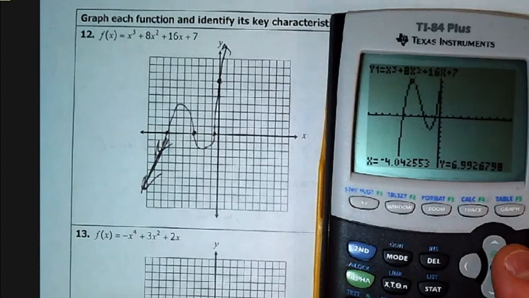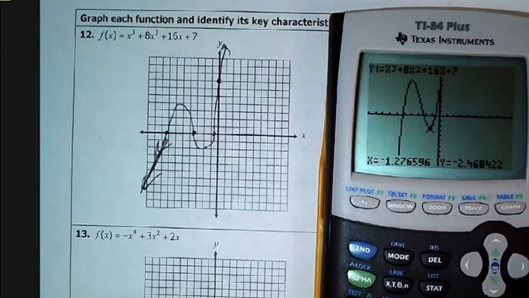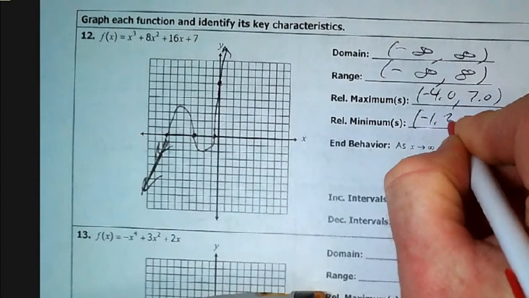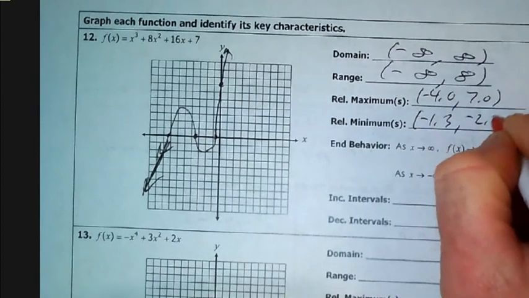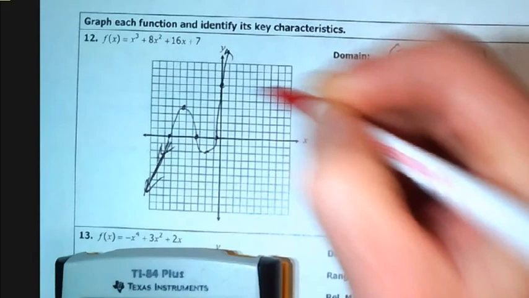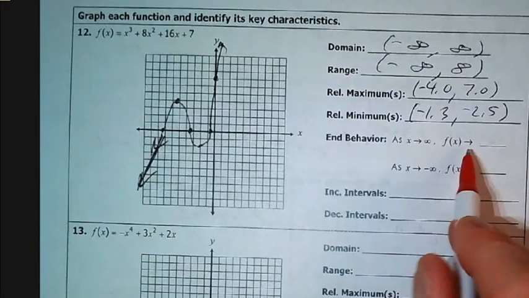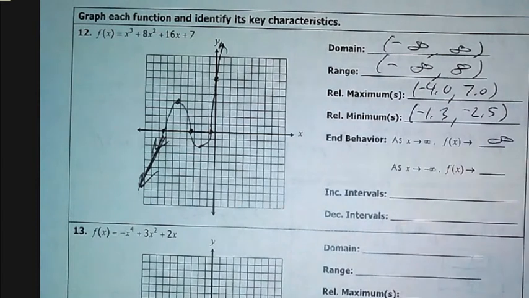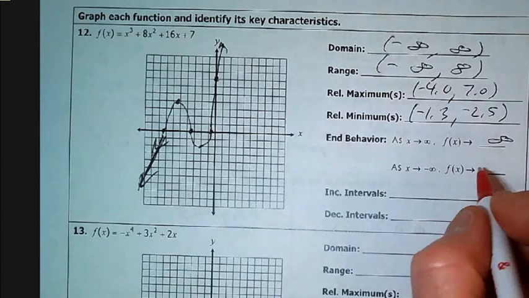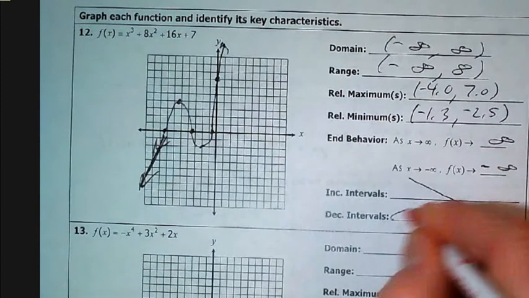And then the relative minimum is down here at the valley. And down in the valley, it is negative 1.3, comma negative 2.5. There's only one maximum and one minimum. Alright, end behavior. I'm looking at my ends. As x goes to infinity, y goes to infinity. As x goes to negative infinity, y goes to negative infinity. I told y'all we weren't going to worry about the intervals of increase and decrease.